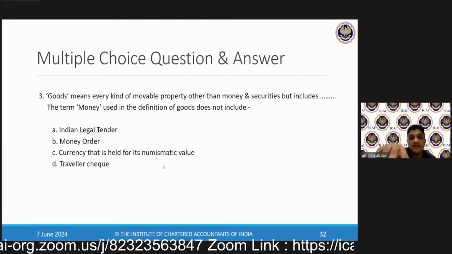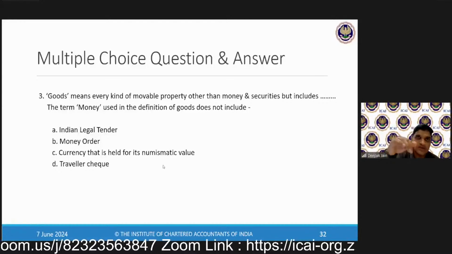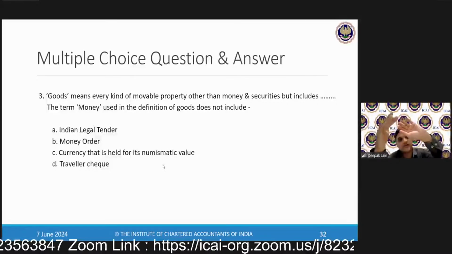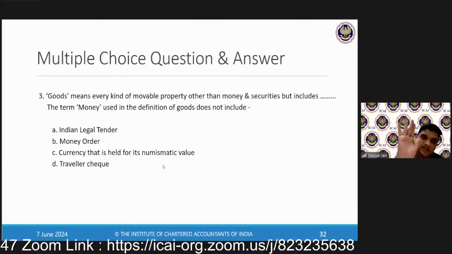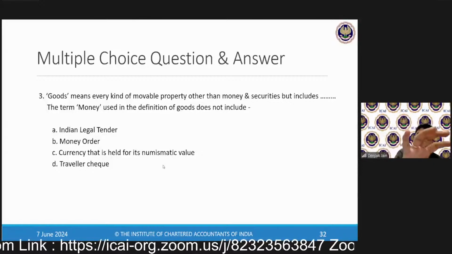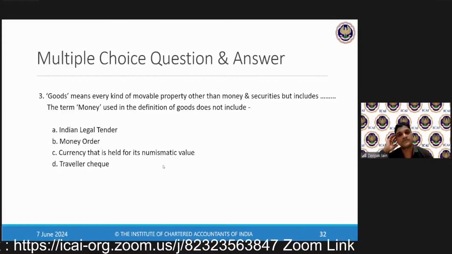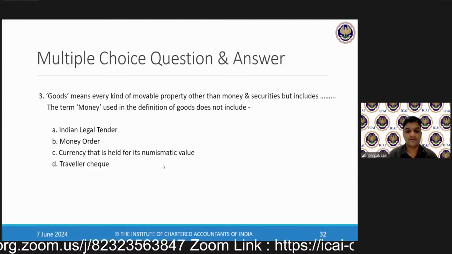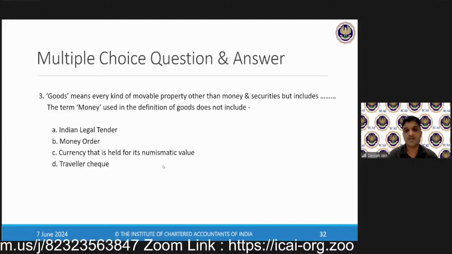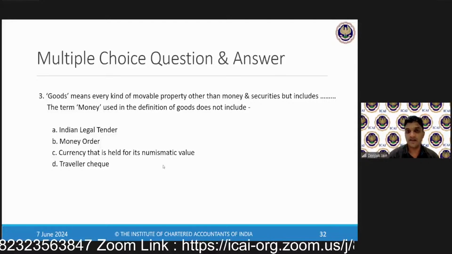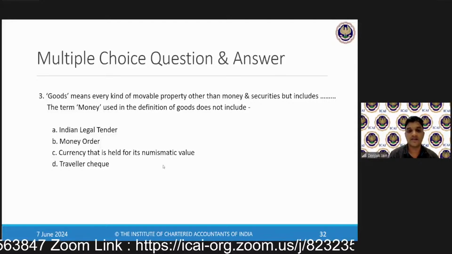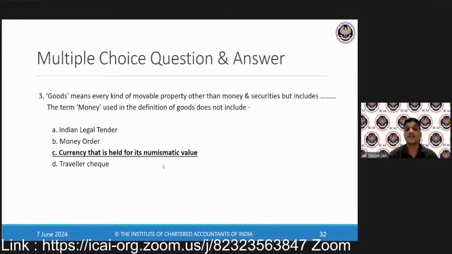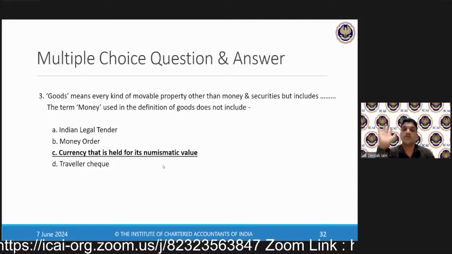So the correct answer is C, because this traveler's check is also money, because they give you traveler's checks to be used. So traveler's checks, money orders, demand draft, Indian legal tender, all of this is money, but currency which is held for its numismatic value is not. Understood? Meaning of money. So the correct answer is option C. Currency that is held for its numismatic value is not money. It takes the character of goods.